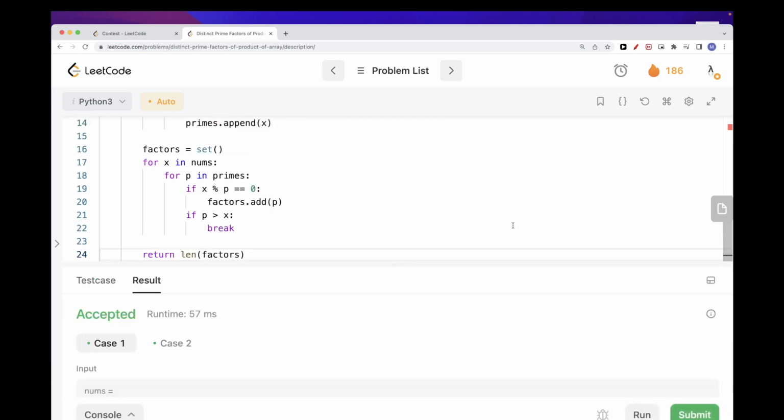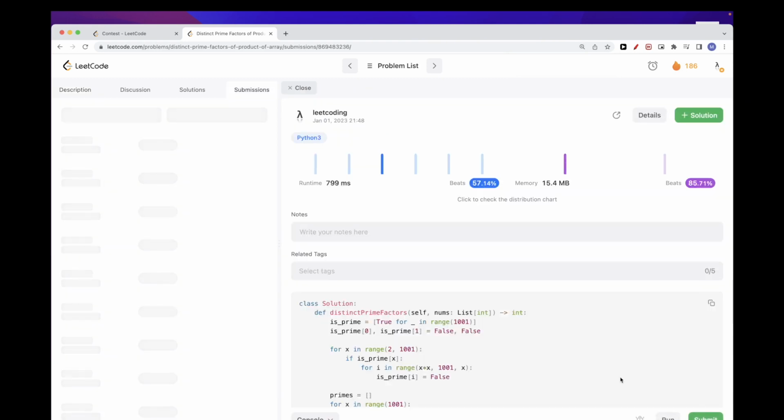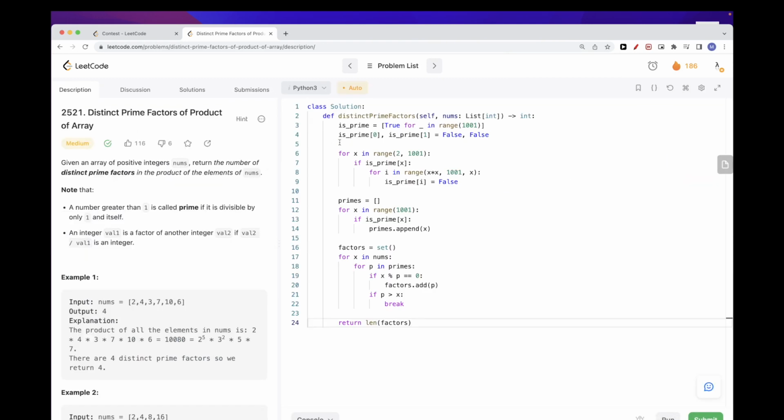So let's run this. Looks good there. Let's submit. And it passed. Yeah, so that's pretty much it for this problem.